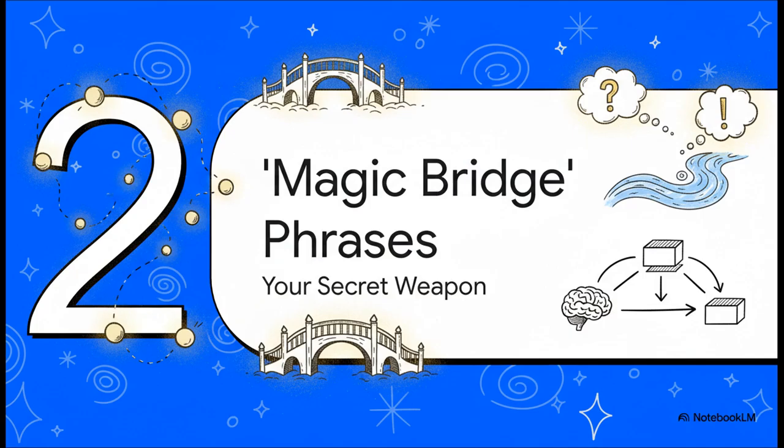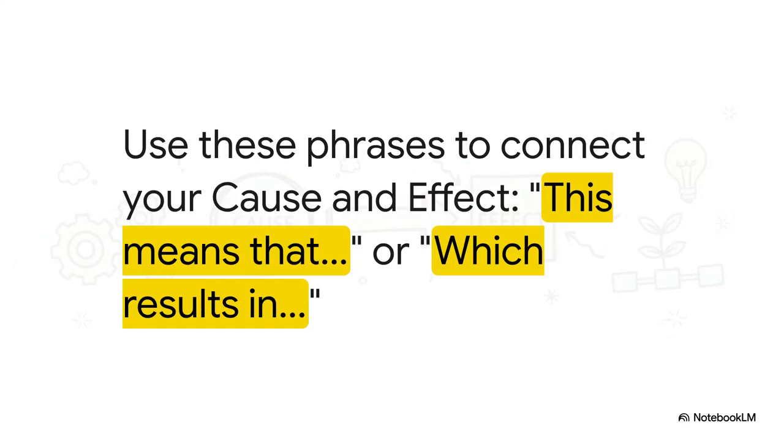Well, that brings us to your secret weapon, what I like to call your magic bridge phrases. It really is this simple. These two little phrases, this means that and which results in, they're your bridge. They physically force you to connect your cause to your effect, basically building that perfect answer structure for you, automatically.